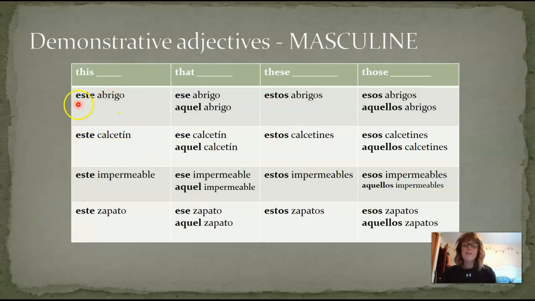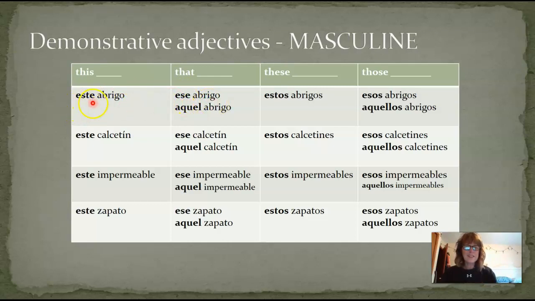Let's take a look at the word for this, and you can write those in on your notes as we go along too. This coat, este abrigo. This sock, este calcetín. Este impermeable, este zapato. This raincoat, this shoe. Okay? Este. This. Okay. Now, notice when I talk about something that's a little farther away from me, it's not this coat, it's that coat. Okay? Notice that I'm going to take out the T. The T is coming out, and I'm going to get ese abrigo.